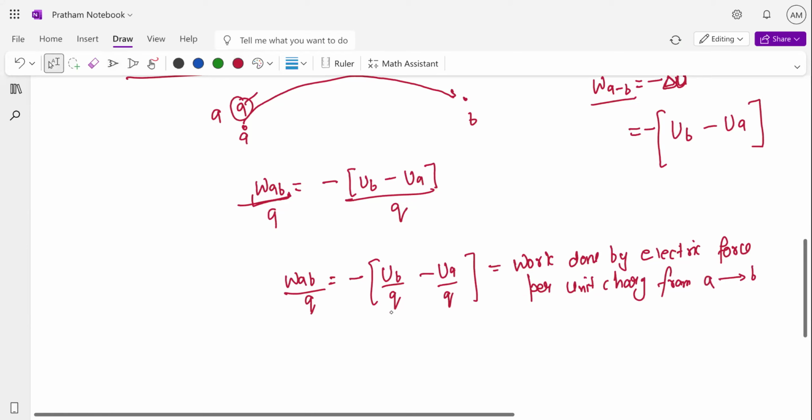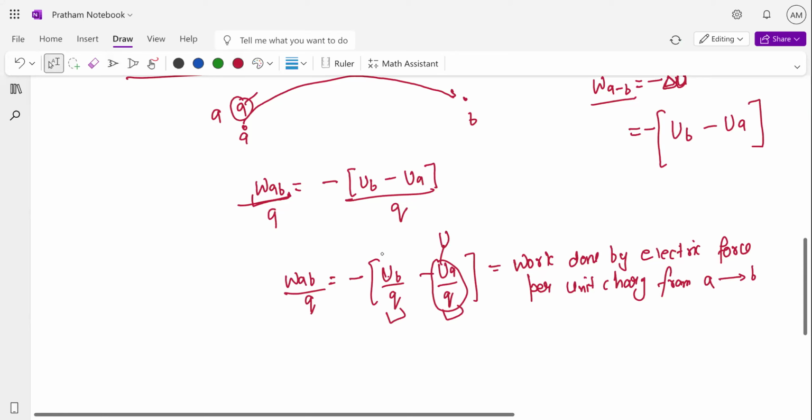Clear? Now what is this and what is this? It is nothing but energy at this point, right? U_B is the energy at point B, U_A is the energy at point A. So can I say it is nothing but energy at a point per unit charge? And what is the whole thing?